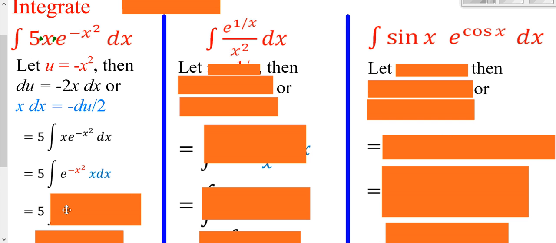So we're going to leave that 5 in front. We're going to replace our red negative x squared with just u, because that's what we set up here. We're going to replace the blue of x dx with that negative 1/2 du. Well, we're timesing by negative 1/2, so we could just pull that negative 1/2 in front with our 5. And then we just have the integral of e to a power.